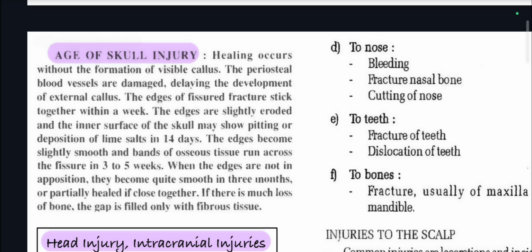Just remember 3 points here. Number 1, the edges of the fissured fracture stick together within a week. Then number 2, the edges become slightly smooth in 3 to 5 weeks. And if there is much loss of the bone, the gap is just filled with fibrous tissue only. And the most important point is healing occurs without the formation of visible callus. Okay, so this was about the healing and the age of skull injury.